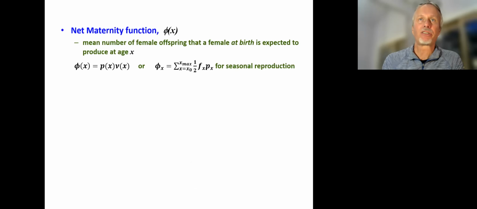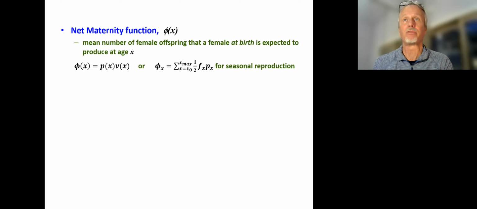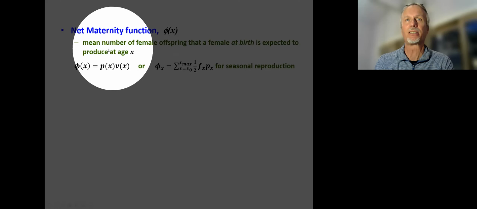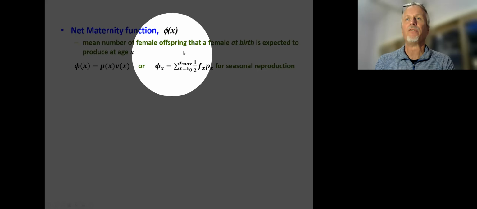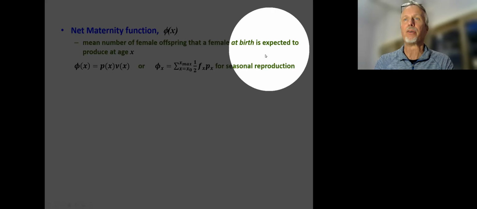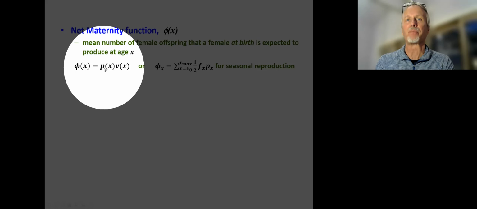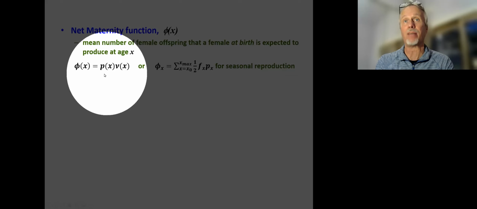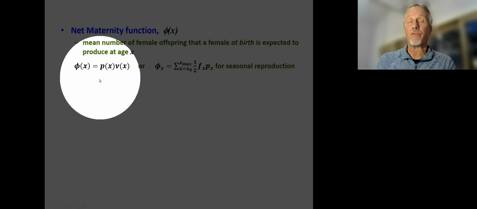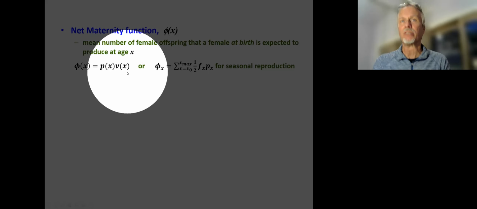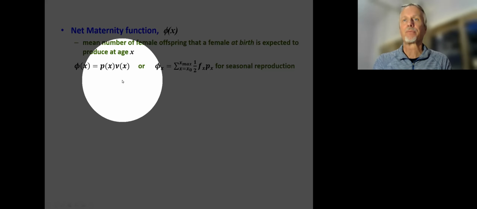Another important function is the net maternity function, or reproductive value, that is indicated here with the Greek letter phi of x. It is the mean number of female offspring that a female at birth is expected to produce at age x. So for continuous time models, it is derived as the probability that an individual, a female, has to survive from age 0 to age x, or p of x, times the fecundity rate at that age.